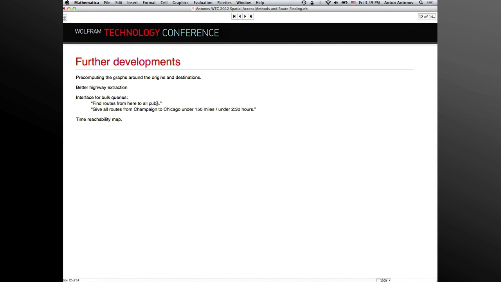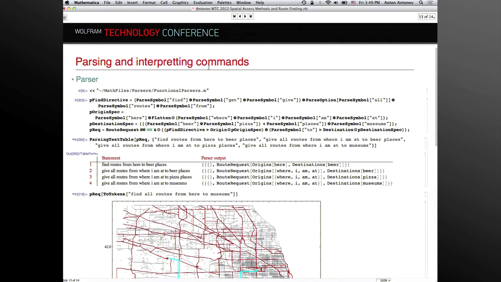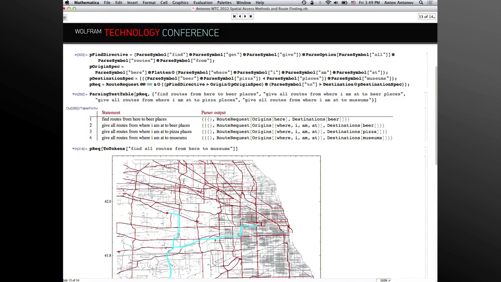So one way to do that, with impossibly many parameters, is usually to produce a language. Here, I made a parser for a simple language, which basically understands sentences like: find routes from here to beer places, or give all routes from where I am to pizza places or to museums. And this is actually a very elegant approach.